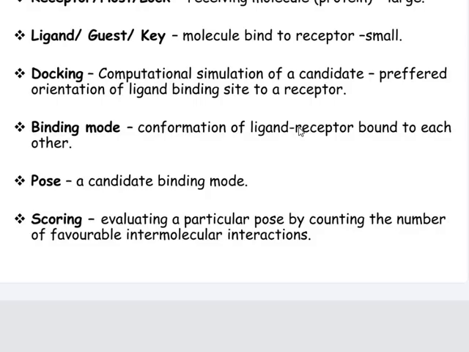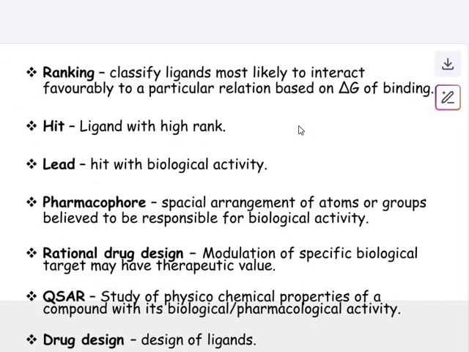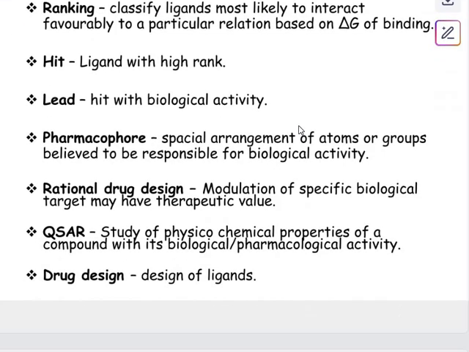Scoring, evaluating a particular pose by counting the number of favorable intermolecular interactions. Ranking means classifying ligands most likely to interact favorably with a particular receptor based on delta G of binding. Hit means a ligand with high rank. Lead means a hit with biological activity.